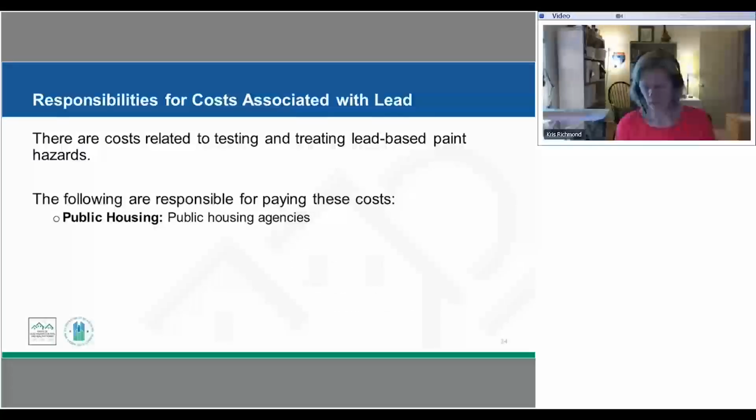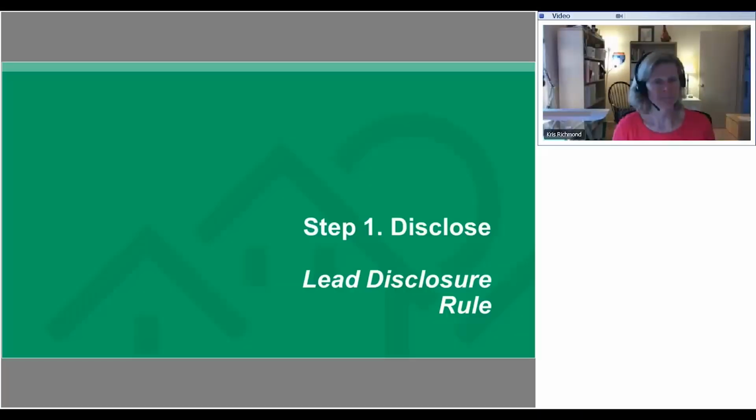All right, everybody always wants to know who's going to pay for all of this. And for Subpart L, it is the Public Housing Authority. So they are responsible for any type of testing. That would be our lead inspection and our risk assessment, and any type of treatment. That will be our abatement. If you're doing modernization. If you're not doing a modernization at this time, you can do interim controls. But it is the Public Housing Authority that's responsible for paying.